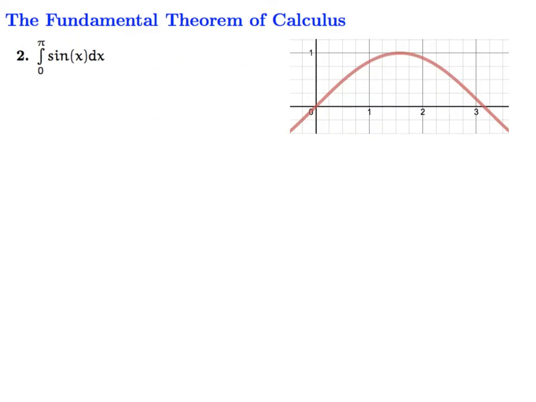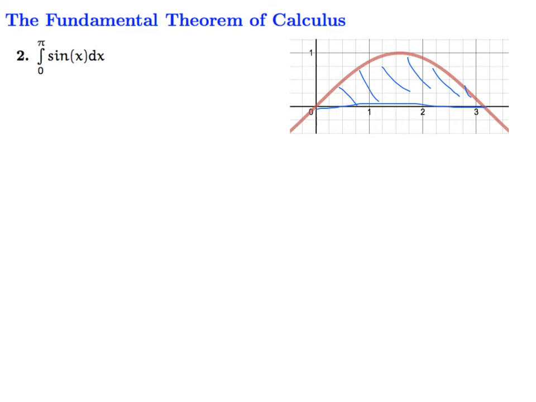For this next example, we're going to compute the integral from 0 to pi of sine of x dx. Now I don't want to say this would have been impossible to do with the limit definition. I'm just going to tell you that it would have been awful. But what it's going to end up calculating is this area here between the sine curve and the axis from 0 to pi. So let's look at this.